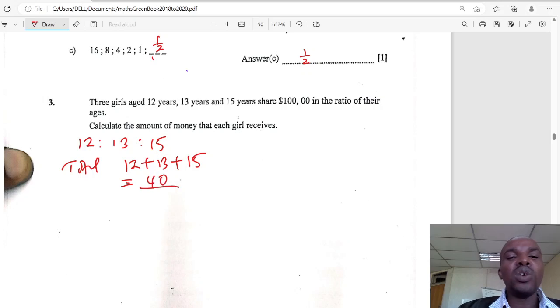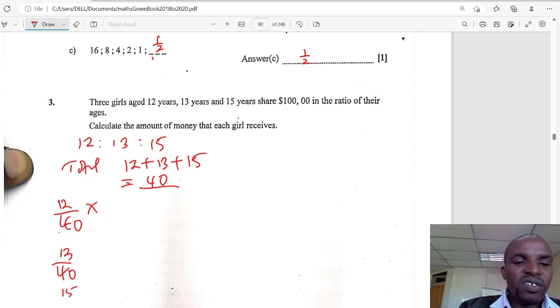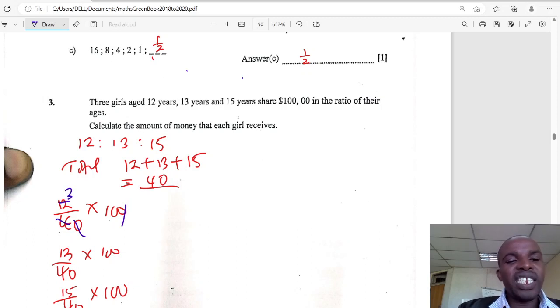So 40 is the total ratio, which means the first got 12 over 40 of the amount they shared. The second one, 13 over 40. The third one, 15 over 40, times 100, the amount that they shared. So you simplify here, 0 and 0 come out. Then 4 into 12 is 3. 3 times 10 is 30. So this one got $30. Units, please.